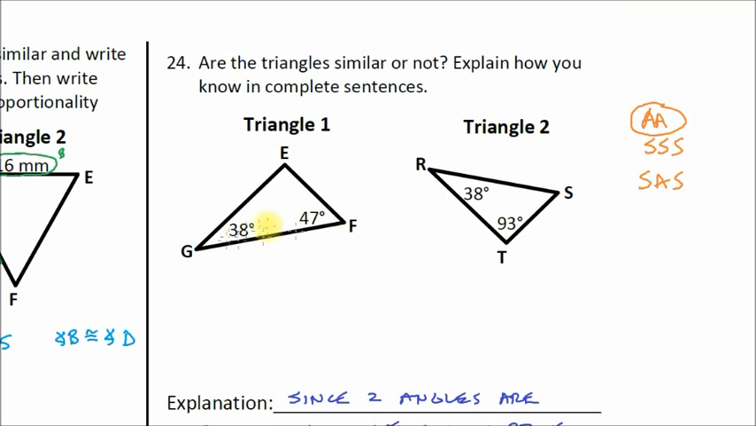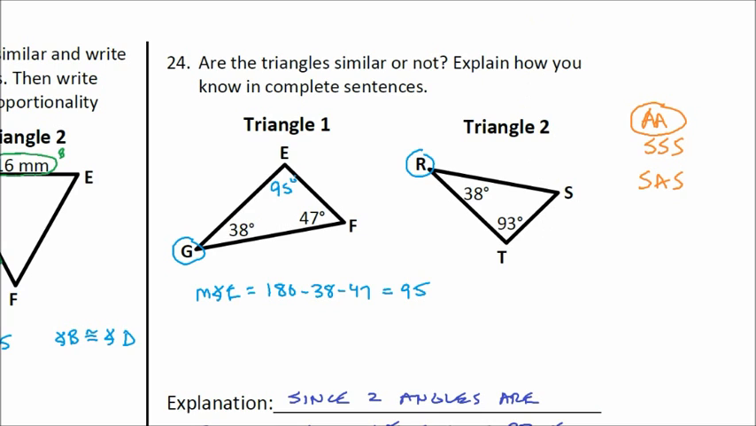All right, well, I'm looking at the angles. I see that angle G and angle R are congruent, but F and T are not. And your first response is going to be, oh, therefore I know they're not similar, but don't jump to conclusions. We have to check the third angle. So we know that the measure of angle E is going to be equal to 180 minus 38 minus 47. I'm going to take 180 and subtract the 2 known angles. When I do that math, I'm going to get 95. So this angle measure is 95. And that does not match 93.